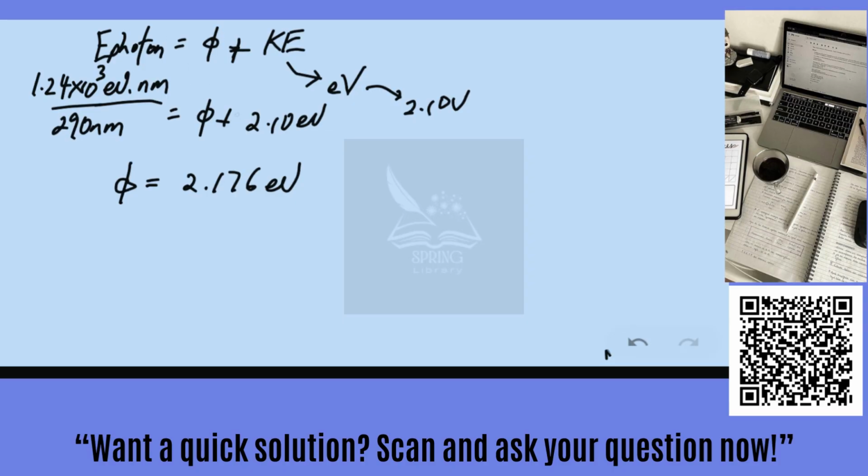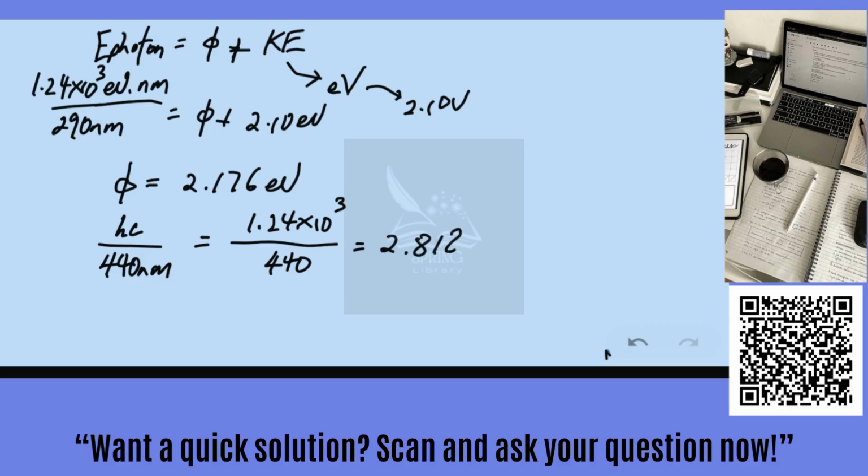Next, we are given that we change the light, right? The energy of the photon is now, we are using a 440 nanometer light. So with a 440 nanometer, the energy of the photon, I think, is hc over 440. Right, so this is the energy of the photon.